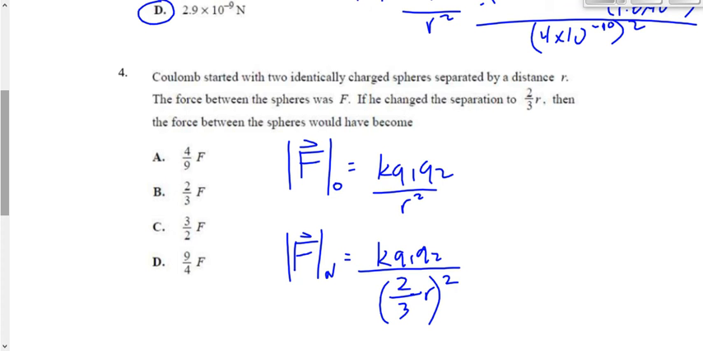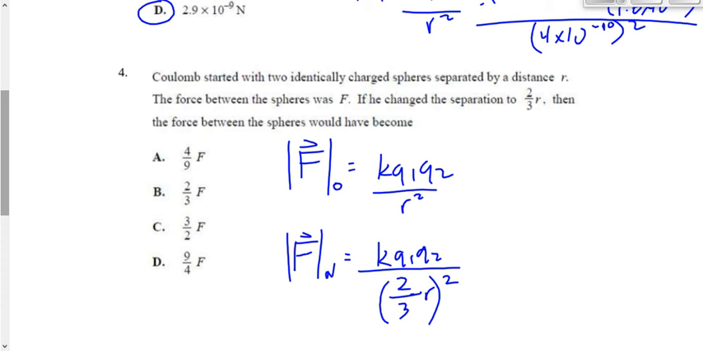So if my original force was KQ1 Q2 over R squared, my new force is KQ1 Q2 over 2/3 R squared. Now, notice what I just did. I put the 2/3 R in brackets. Why? Well, because I'm squaring not R. I'm squaring the distance. And the distance is not R. The distance is 2/3 R. So I've got to square everything, including the 2/3.